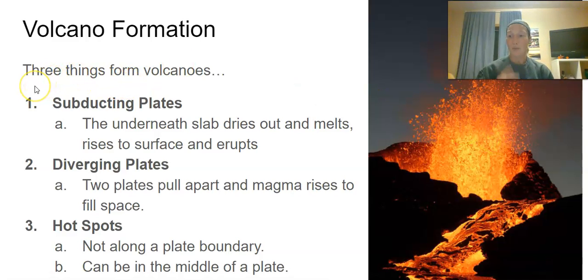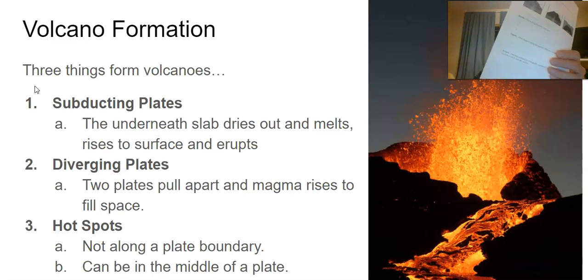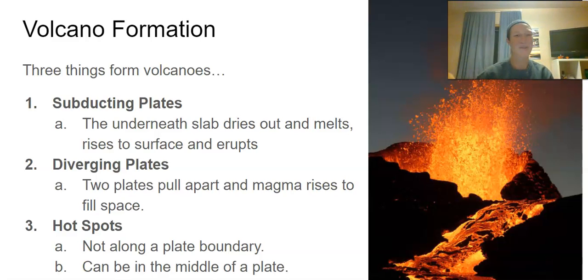Now, there are three things that form volcanoes. One of them is those subducting plates. So again, when one plate slides underneath the other one, it's going to dry out, it's going to melt, and then it's going to rise. Because remember, hot things rise, and so it's going to rise to the surface and erupt.